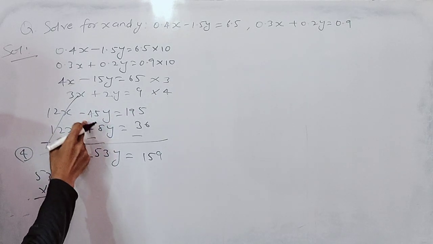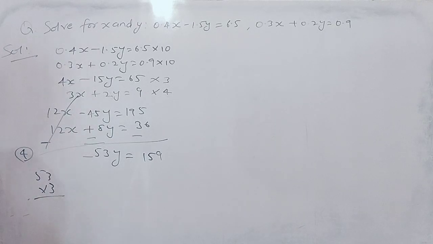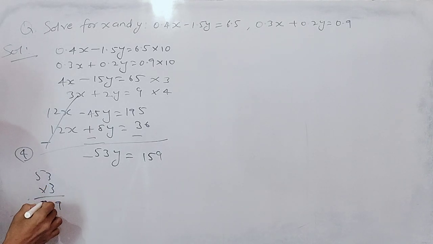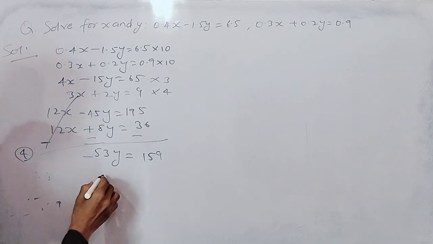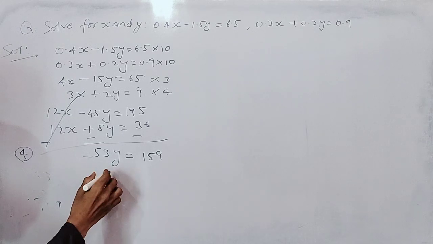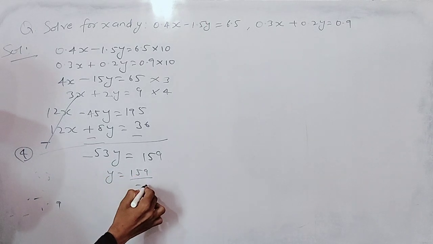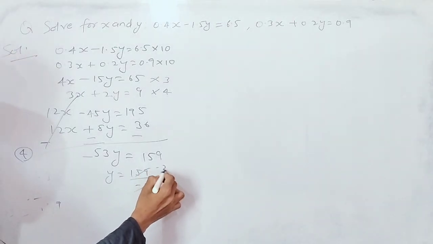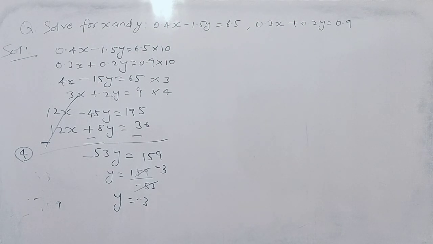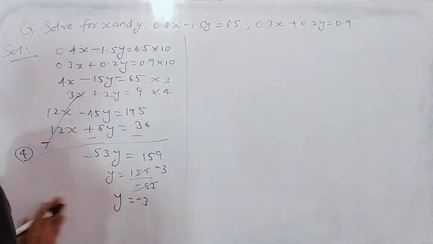No, I was subtracting, but minus minus tells us to add, and use multiply, use subtract. 3 3s are 9, 3 5s are 15. Yes. So here you can say y is equal to 159 upon minus 53. So minus 3. Y came as minus 3.